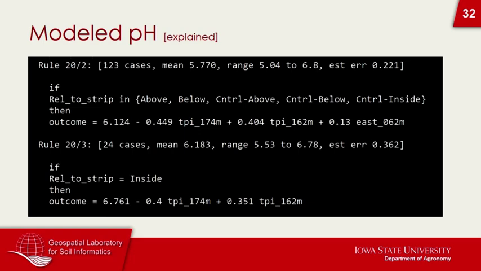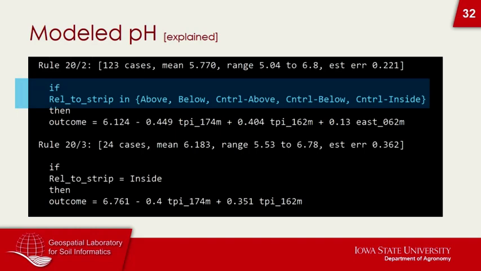Next, we modeled pH. This one had that special rule. The model that we used to build pH, this is rule number 2 out of 3 and rule number 3 out of 3. Rule number 1 would just make it very difficult to see. Rule number 2 covered most of the cases. It asked, where are you relative to the strips? Are you above the strip, below the strip? If you are above the strip or below the strip, clearly you weren't inside the strip, it modeled you just as it would if you were in the control plots.